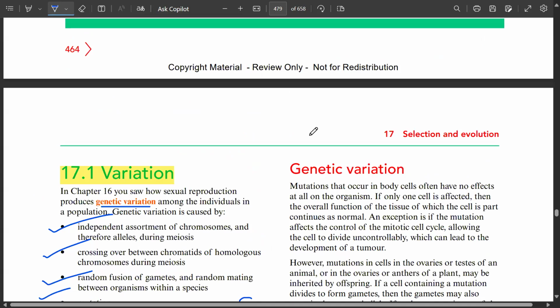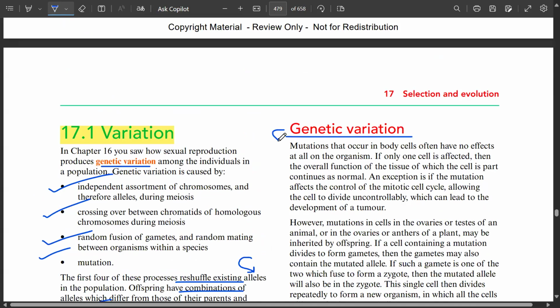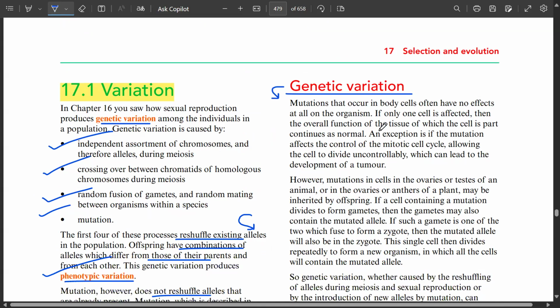So genetic variation here due to mutation that occurs in the body cells often has no effects at all on the organism. If only one cell is affected, then the overall function of the tissue of which the cell is part continues as normal. But when it starts to divide uncontrollably, it can develop into a tumor.